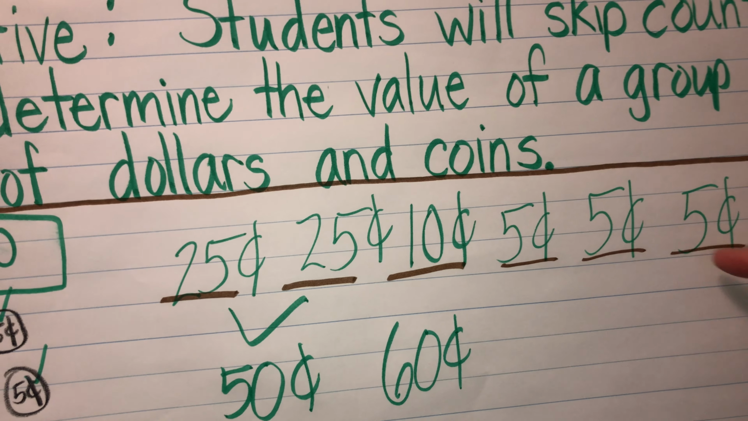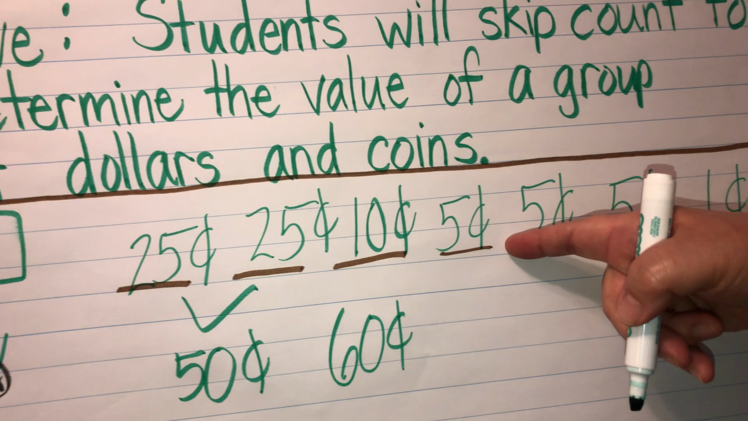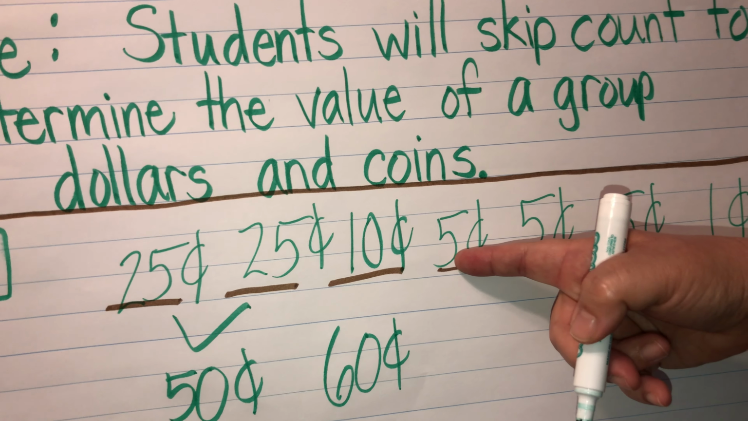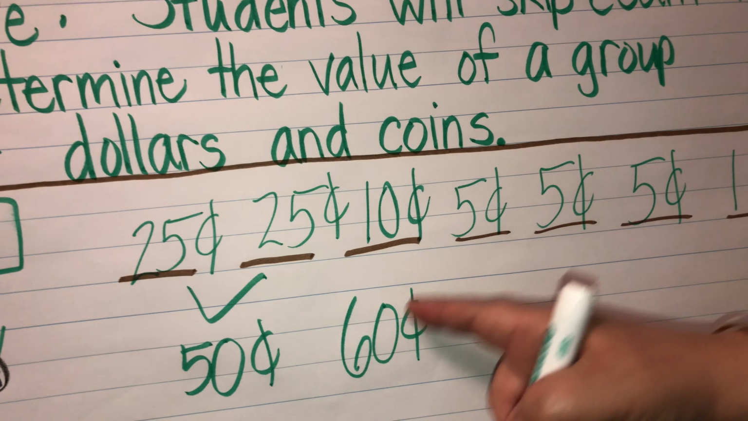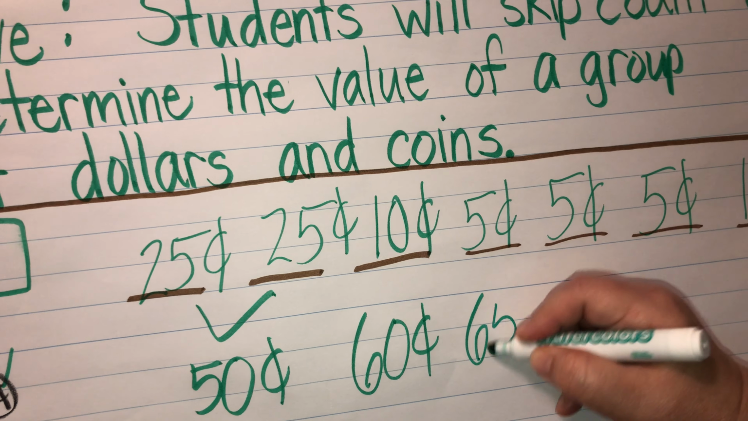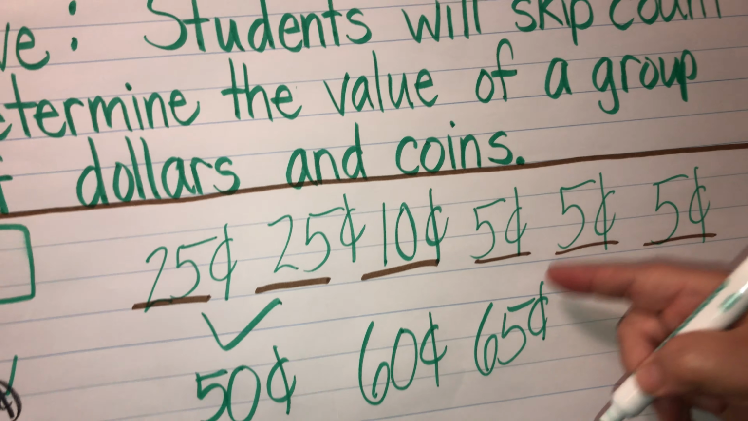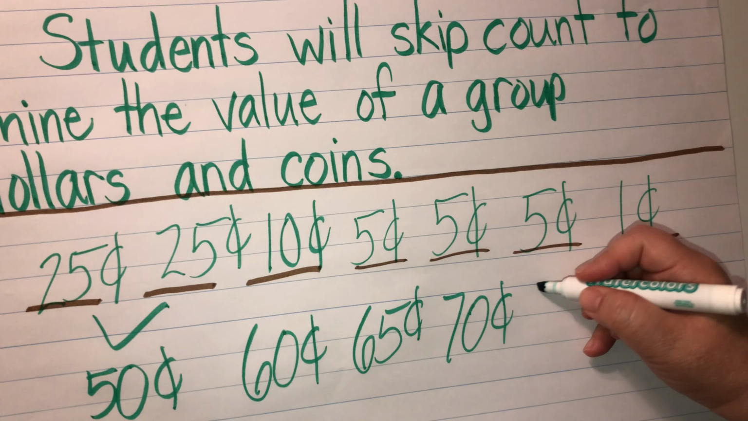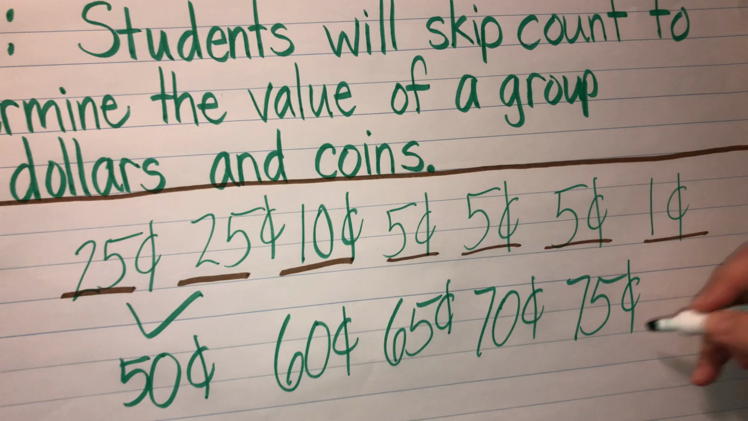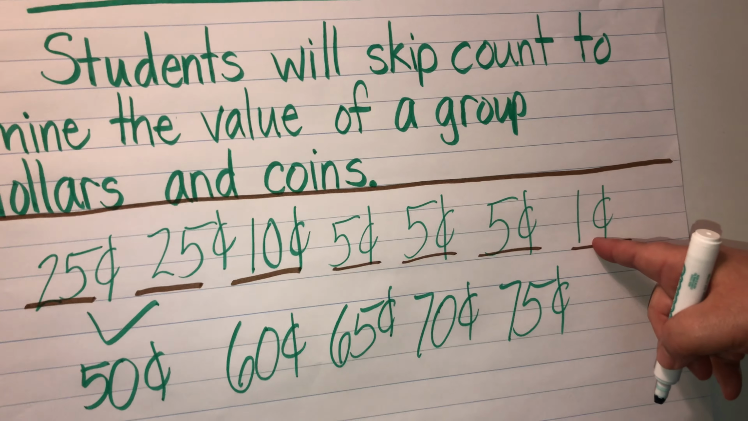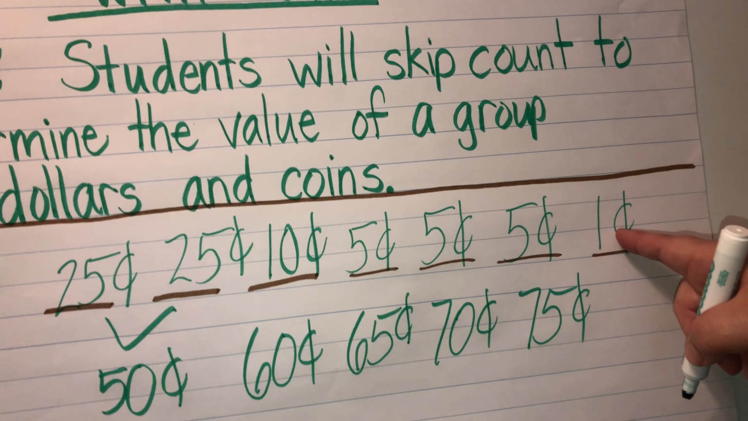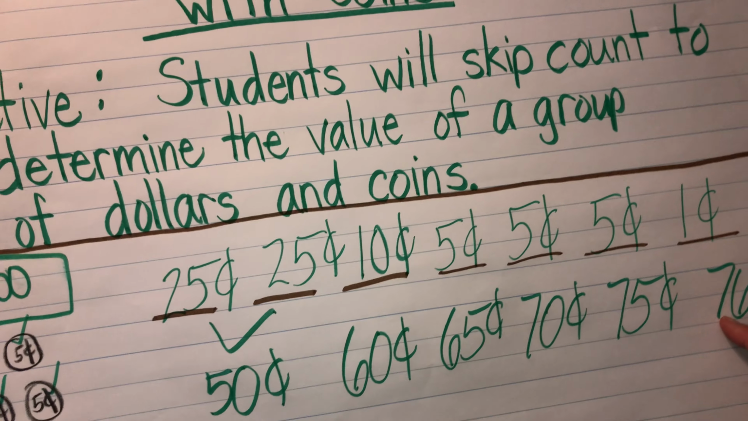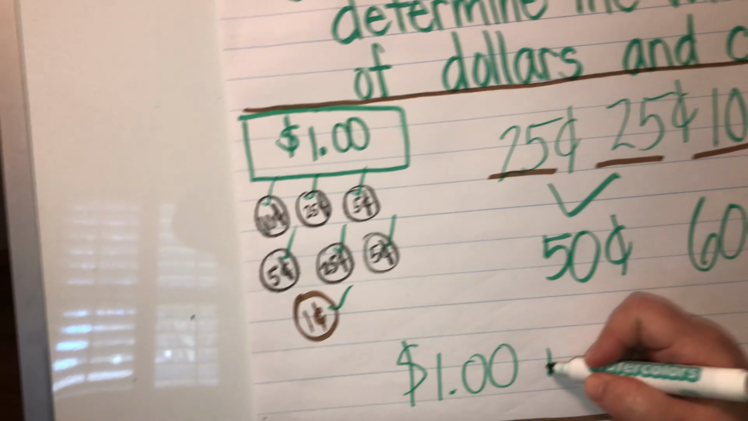And now I look at my next 3 coins, and they are nickels. So I will not be skip counting by tens anymore. I will begin skip counting by fives. So 60 plus 5 is 65. And another nickel would be 70 cents plus another nickel, 75 cents. And don't forget about our penny, 75 plus 1, 76 cents.